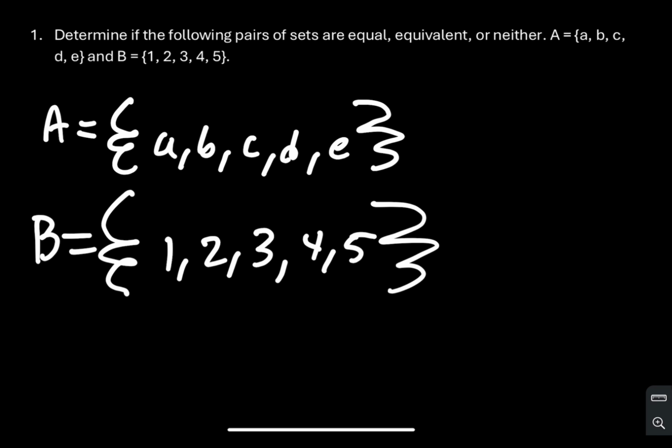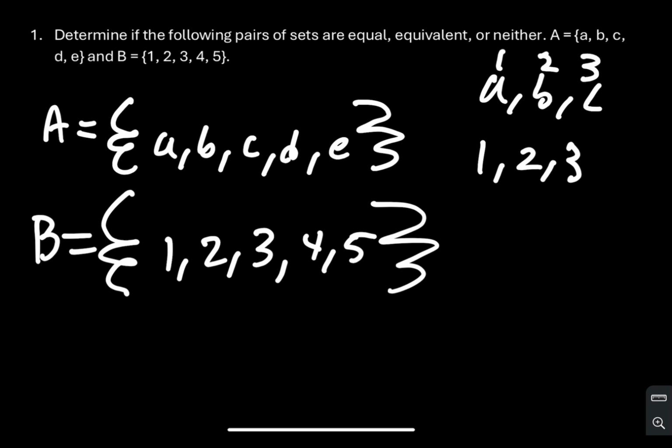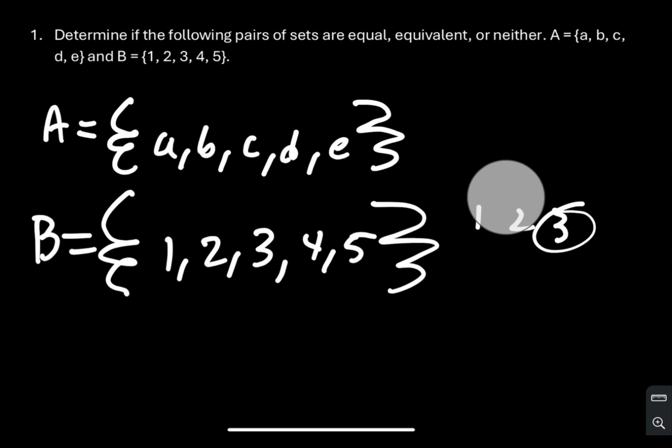An equivalent set has the same number of elements. So for example, we can have a set like {A, B, C}, and then we can have a set like {1, 2, 3}. They have the same amount of elements in the set. So they both have 3 elements, or their cardinal value is 3. So therefore these two sets are equivalent. And then neither would mean they don't fit the category of equivalent or equal.